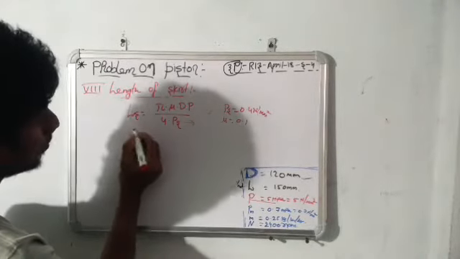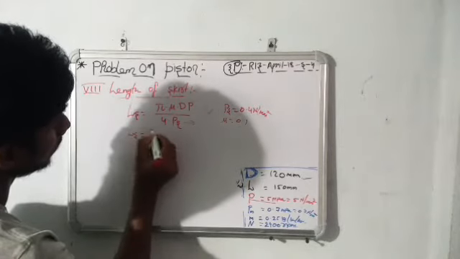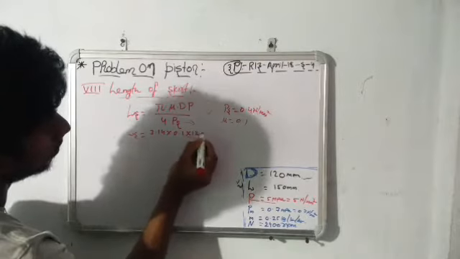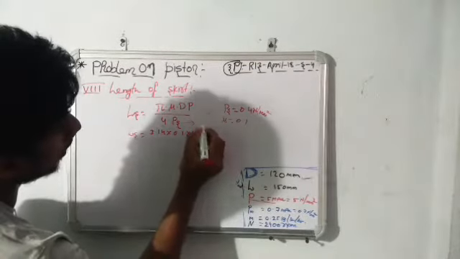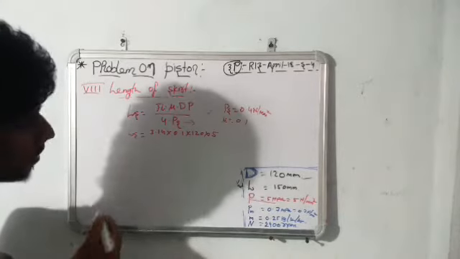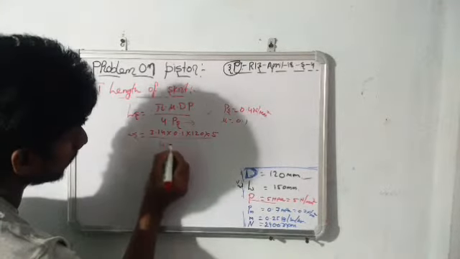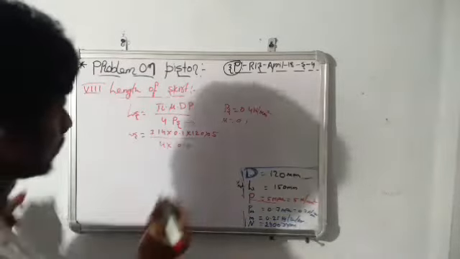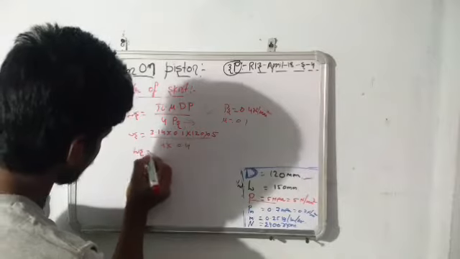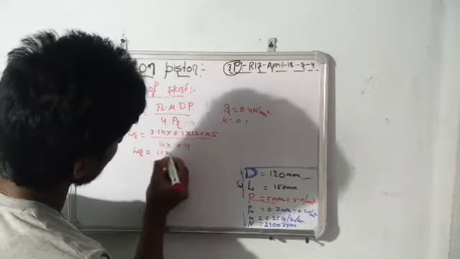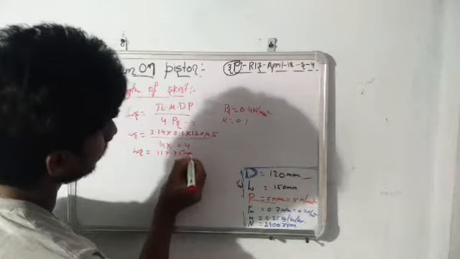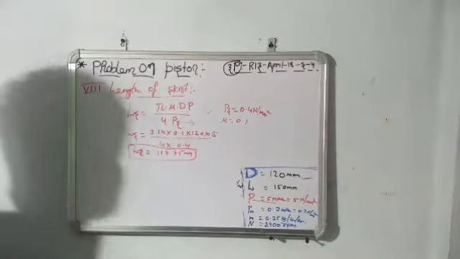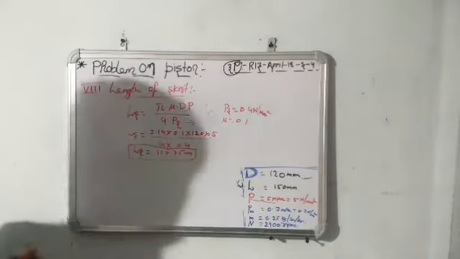So let's substitute the remaining values here. We get 3.14 into 0.1 into D, which is 120, and P, the maximum pressure, which is 5, divided by 4 into PS, which is 0.4. By simplifying this, the length of the skirt is 117.75 mm. So this is about the length of the skirt here. Go to the next step.